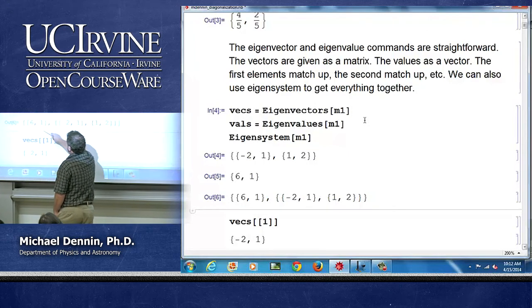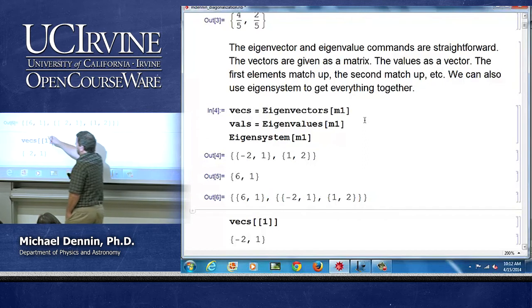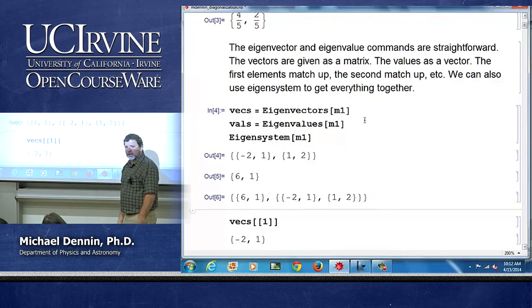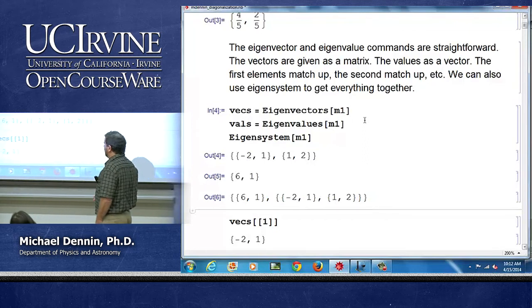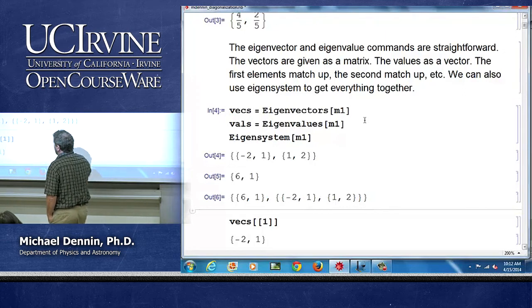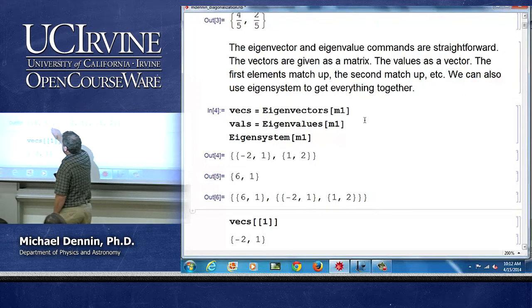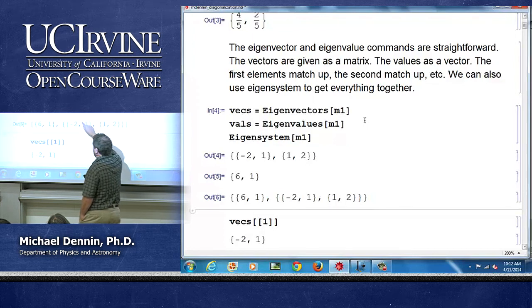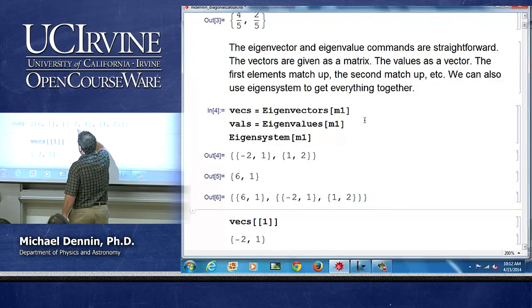I can do the system, in which case the first element is the eigenvalues, the second element is the eigenvectors. And notice Mathematica's use of brackets is very handy here. If I want this element, I would do bracket just 1, and it would pull out these two things. If I want this one, this is the first and then the first, so I would do 1, 1. To get down to here, I have to do 2, 1, 1.